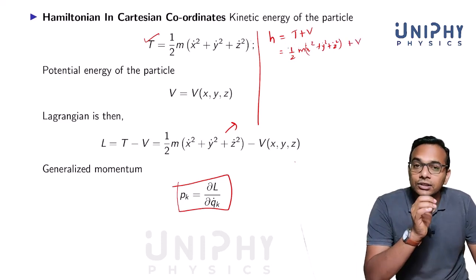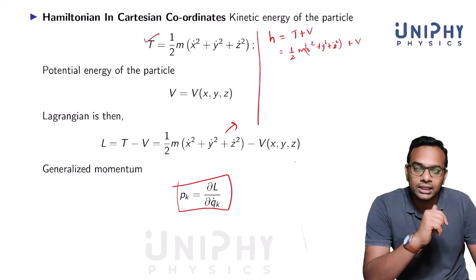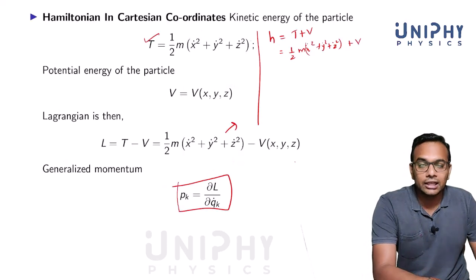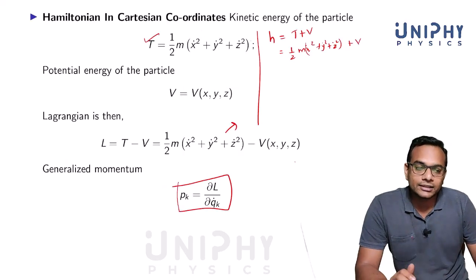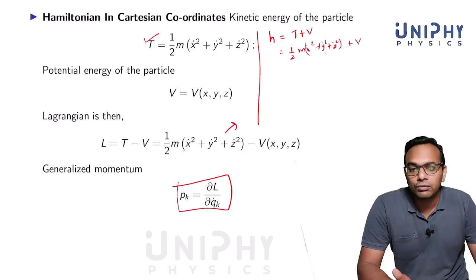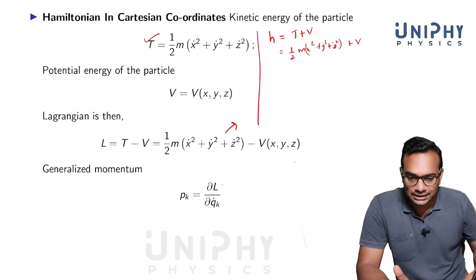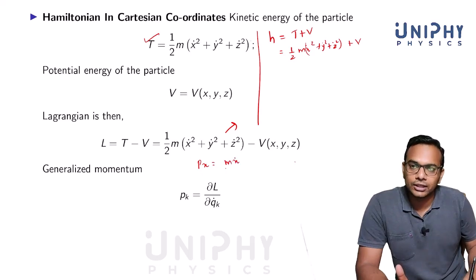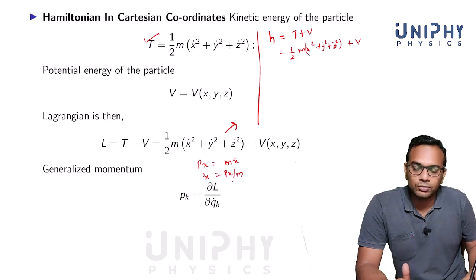Remember that this is not the Hamiltonian, because the Hamiltonian has a different dependence. The Hamiltonian should not involve any x dot, y dot or z dot. It should not involve any qk dot. So we will have to use this relation. Okay, so we can say that px is equal to m x dot by this relation. Dou L by dou x dot is m x dot, or x dot is equal to px divided by m.